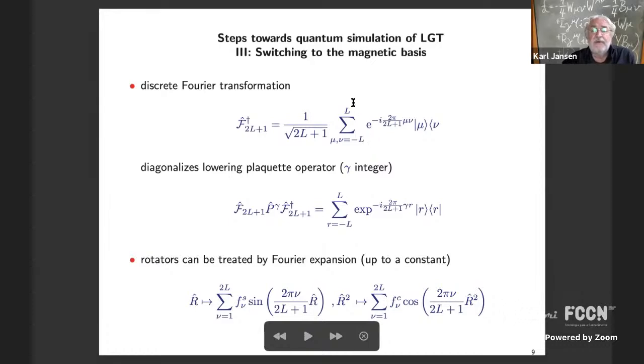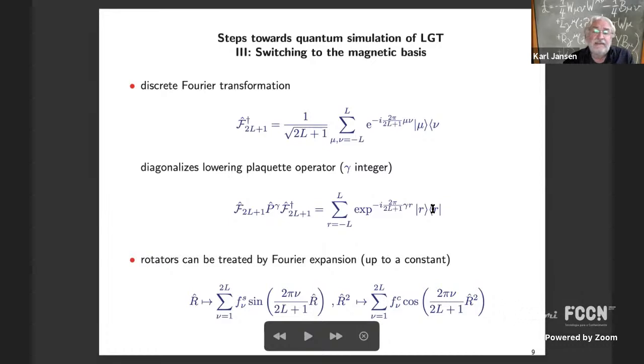And what this Fourier transformation does for you is that, for example, if I have a Fourier transformation from the left and the adjoint from the right of the plaquette operator raised to a certain gamma, then instead of having a full matrix, I can diagonalize the plaquette operator. So I only have diagonal elements for the plaquette operator.